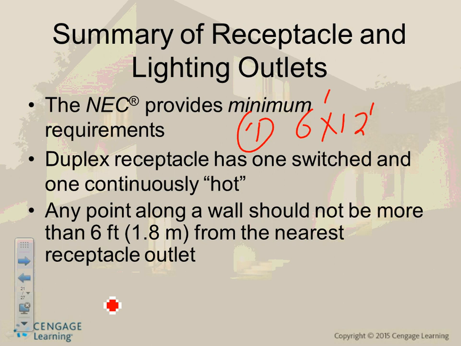Every habitable room, guys, every habitable room. What is a habitable room? Kitchen, living room, family room. That's called a habitable room. Look at this, how you measure it. You go from the door, measure this distance, 6 feet to the first receptacle. And then 12 feet for the second, and 12 feet, 12, 12, all around until you reach that door, making sure you're not further than 6 feet away. That's called the 6 by 12 rule.